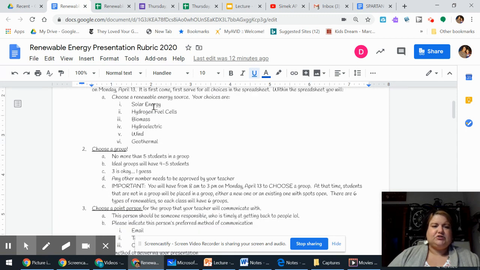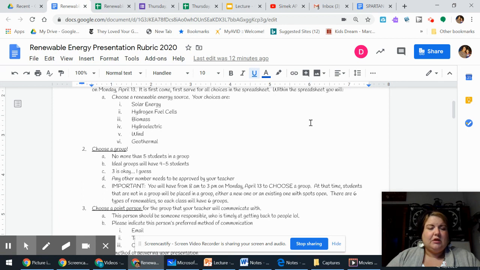The first thing you're going to do is choose a renewable energy source. We have solar, which I know you know what that means. You're talking about solar panels. Hydrogen fuel cells, which was introduced during the lecture. Biomass, which is used more in developing countries, burning plant matter. Hydroelectric, that would be dams. Wind energy, like windmills. And then geothermal, which is using the heat from the earth. So you pick one.